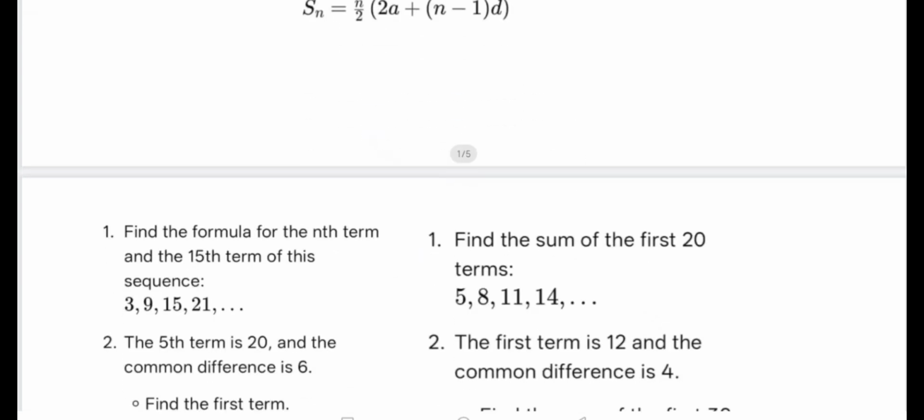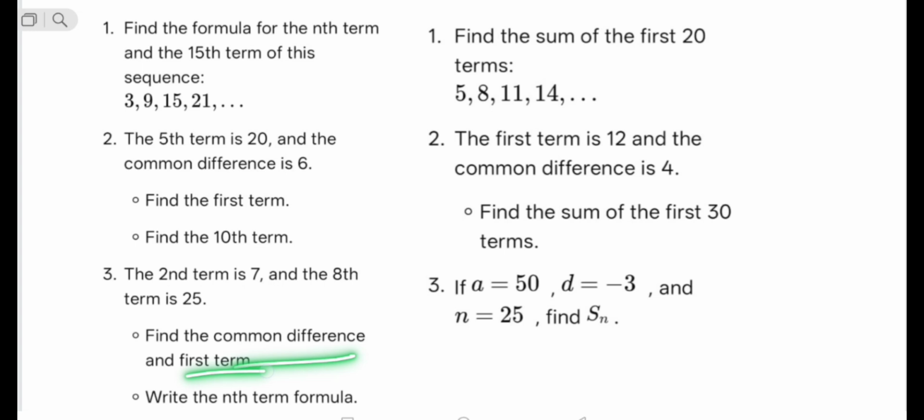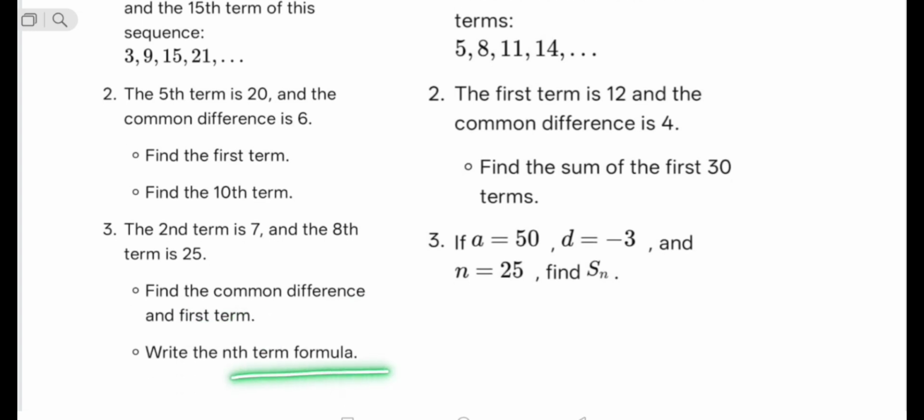Now look at the question. These are the questions. First we will find the nth term, then we will find the 15th term. In this question here, the 15th term is given, the common difference is given. We will find the first term and 10th term. Okay, next question. Second term is 7, 8th term is 25. Find the common difference and the first term, and also we will find the nth term.